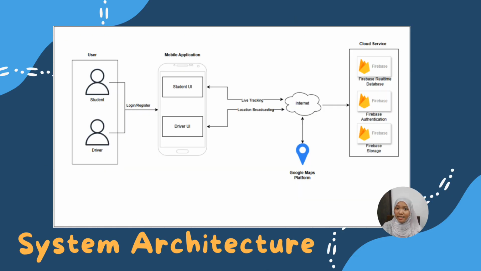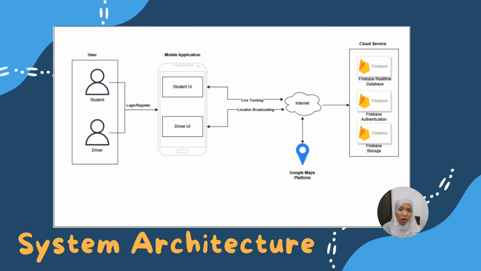Next, let's move on to the system architecture. Our system architecture is designed using a mobile cloud architecture to support real-time shuttle tracking. This architecture consists of four main components: users, mobile application, internet, and cloud, while an external mapping platform like Google Maps is integrated to visualize the shuttle locations.